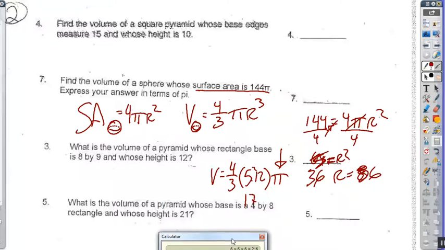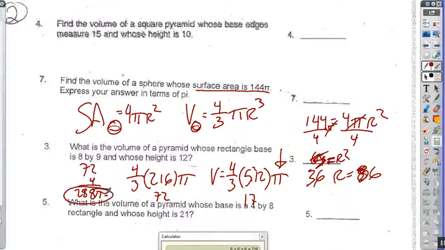I know you're not at calculators, but I'm trying to go quickly here. So we get 4/3 times 216 pi. And now 3 goes into that, right? So 3 goes into that 72 times. So we have 72 times 4. 72 times 4 is equal to 288 pi. And yes, you need to include the pi because it's in terms of pi.